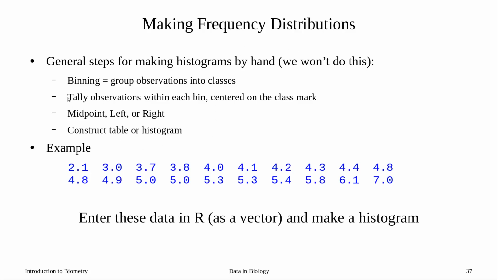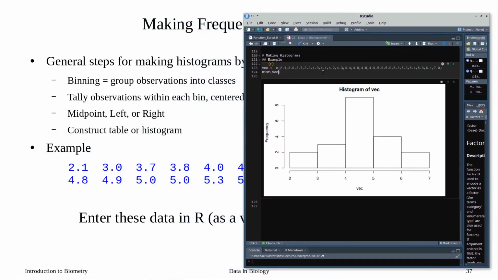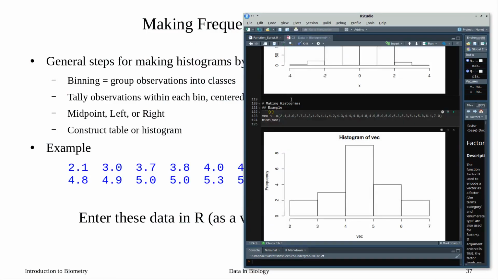So for our example, I've got these vectors. I want you to enter this into R as a vector and then make a histogram. So go ahead, pause the video, make your vector, make the histogram, and then I'll come back and we'll make it. So you should have been able to get this into R, and it's good review. It's been a while since we've really worked with R extensively.